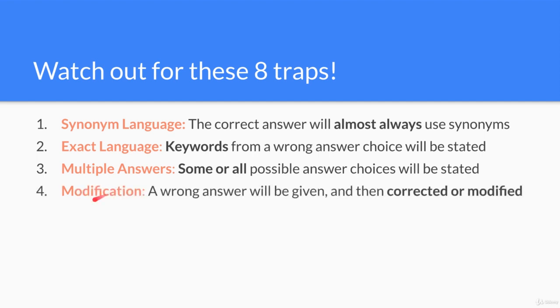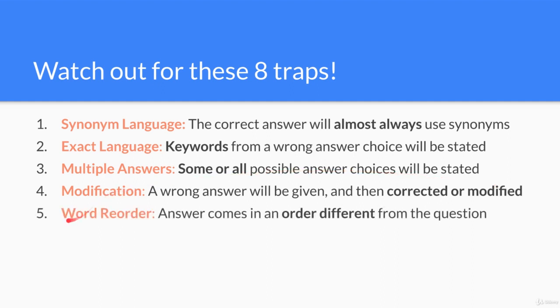The next trap is modification. In modification, what they will do is give you a wrong answer choice and then they're going to correct it. They're going to say, oh no, that's not what I mean, or that's not quite right, and then they're going to go ahead and give the correct answer. So first they will give a wrong answer and then they're going to correct it or modify it into the correct answer.